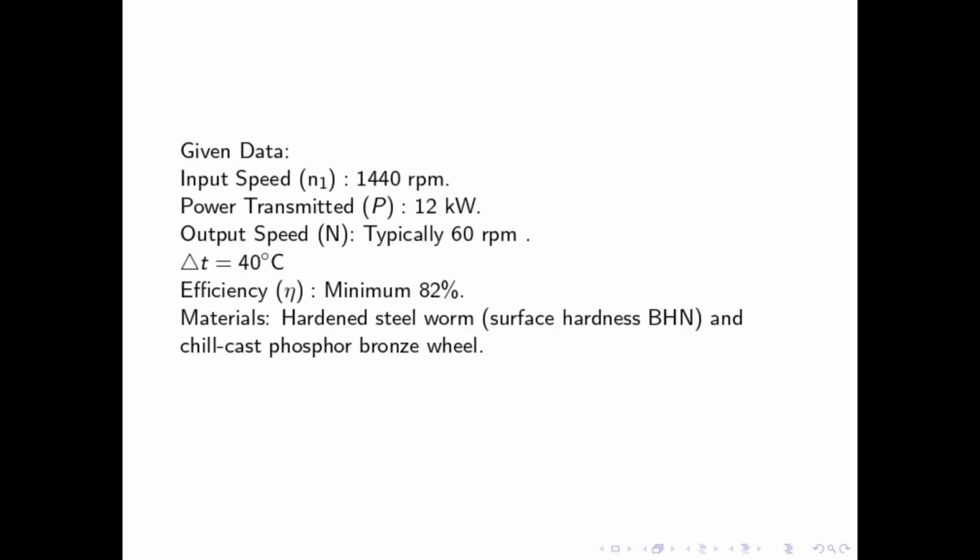First, list out given data. We have been given power P equal to 12 kilowatt, small n equal to 1440 rpm, capital N equal to 60 plus or minus 8 percentage, and efficiency eta equal to 82 percentage, delta T equal to 40 degrees Celsius. Heat transfer coefficient HCR, this is convective heat transfer coefficient, equal to 10 watts per meter square degree Celsius.